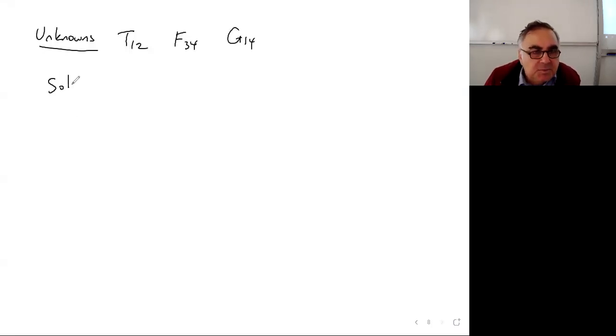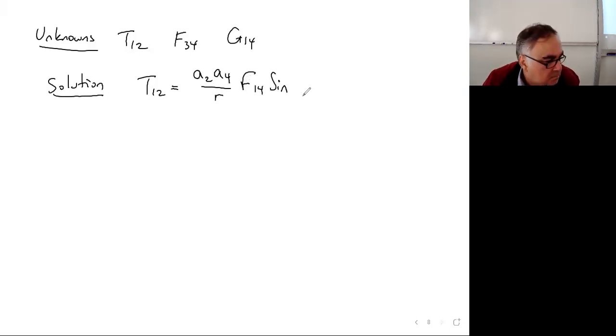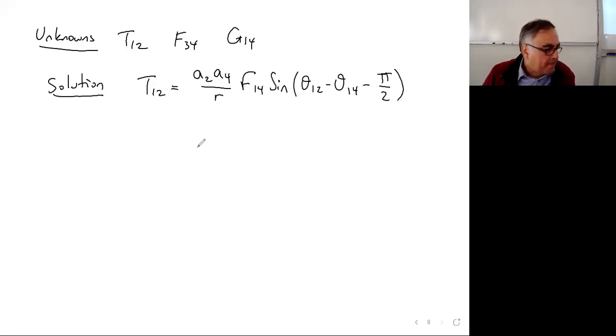And the solution is as follows. You can just do it and check it if you like. T12 is equal to A2 A4 over R. And that's the result for this problem.